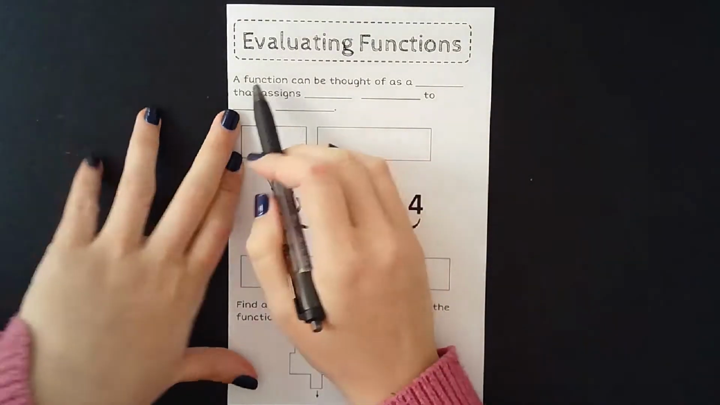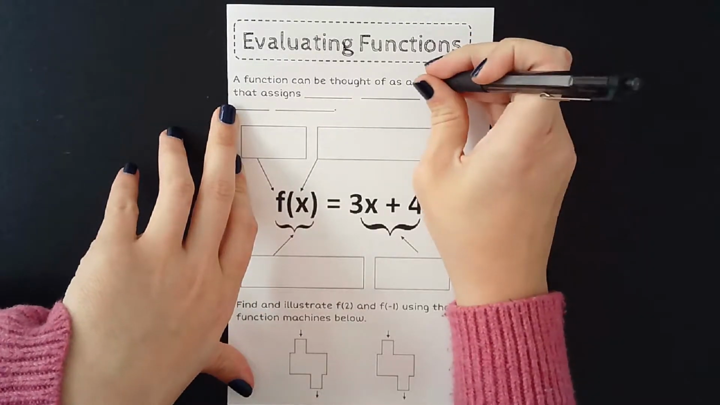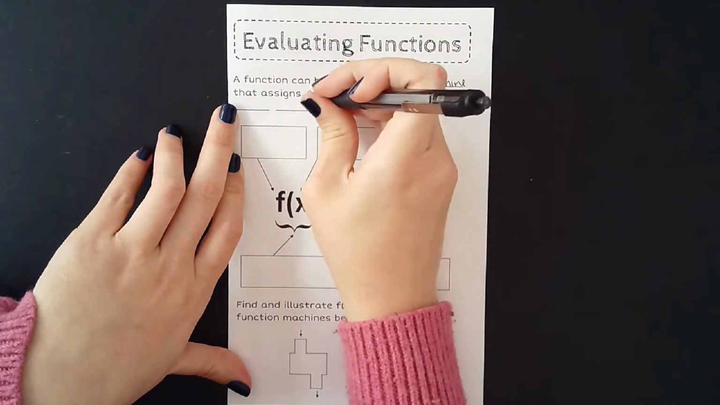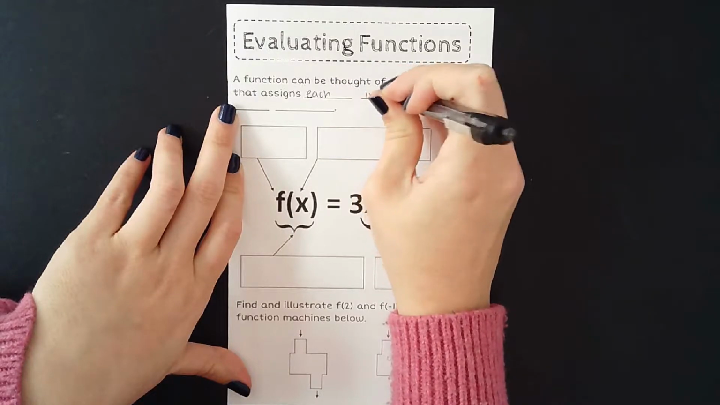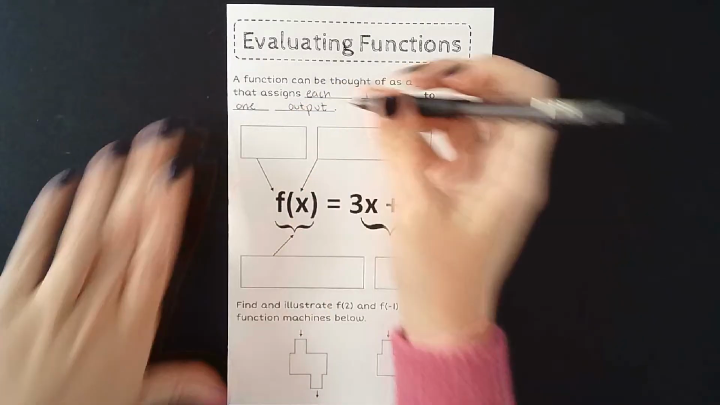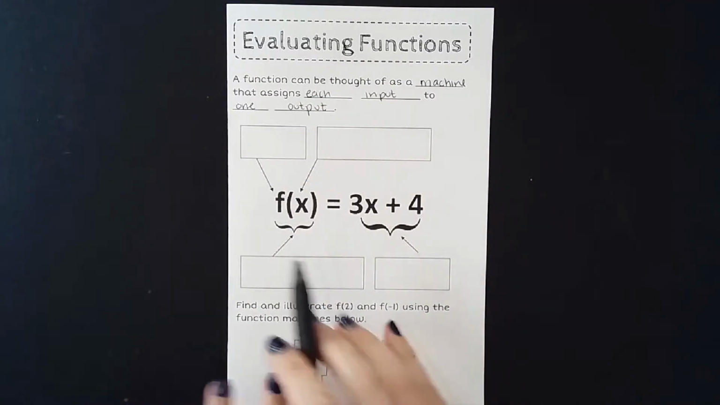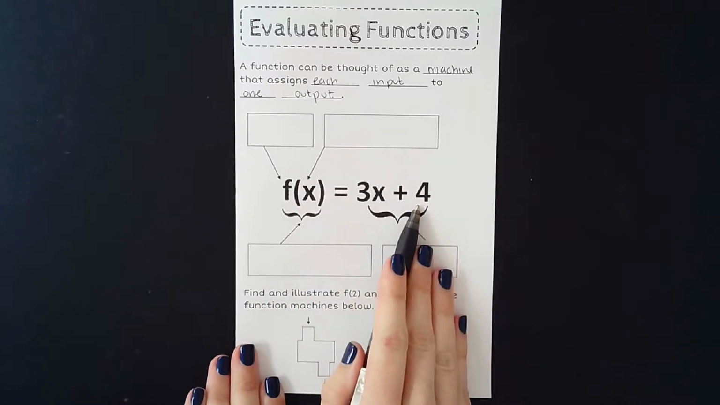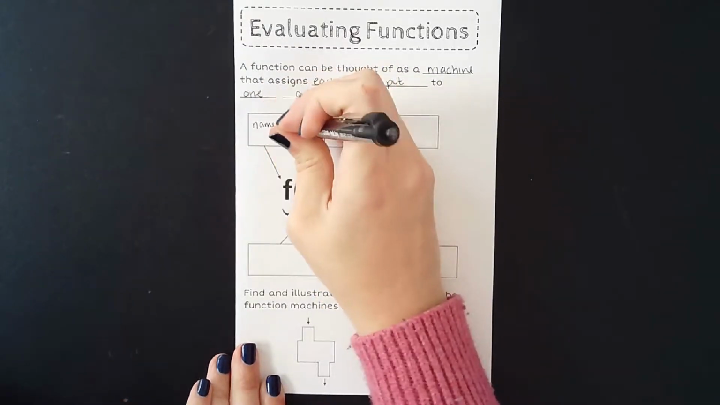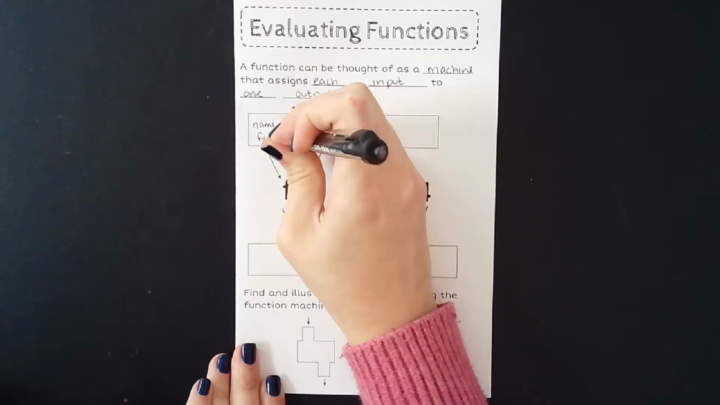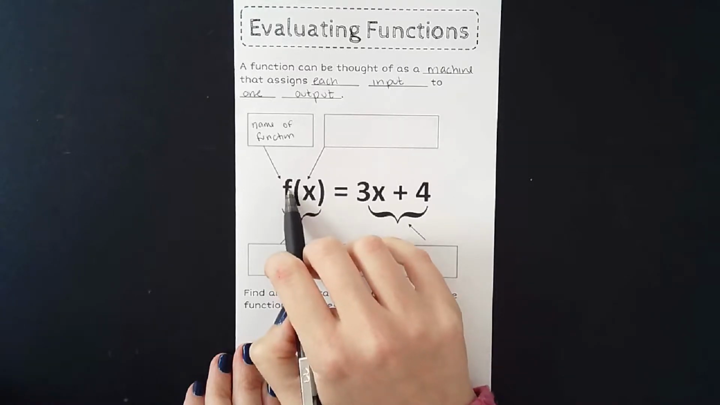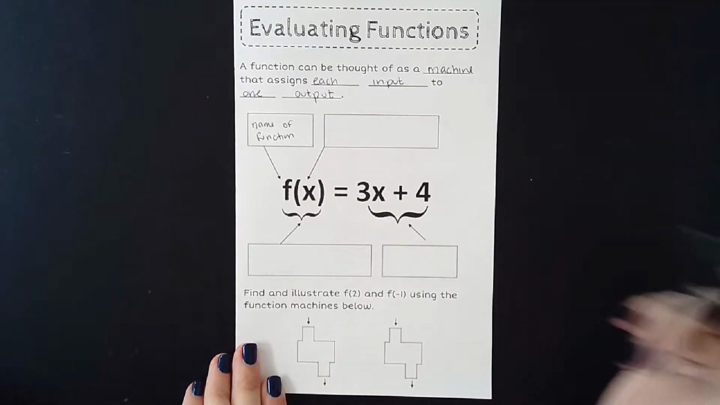So when you think about a function, we can think of it as a machine. And this machine assigns each input to one output. This is an example of a function. And this function is called f. That's the name of our function. You'll usually see functions that are called f, or g, or h. They're called any letter, typically a lowercase letter.